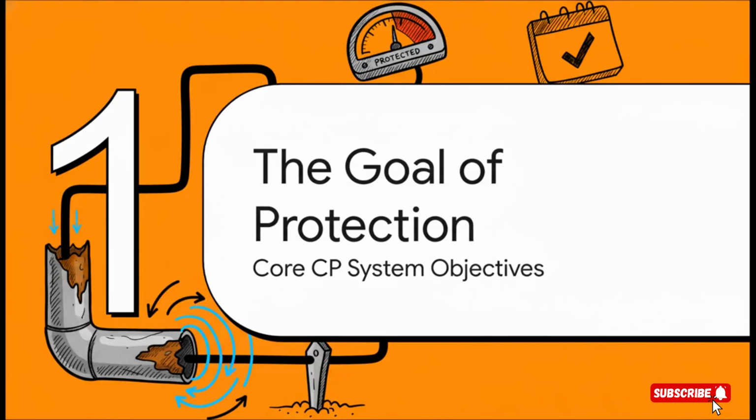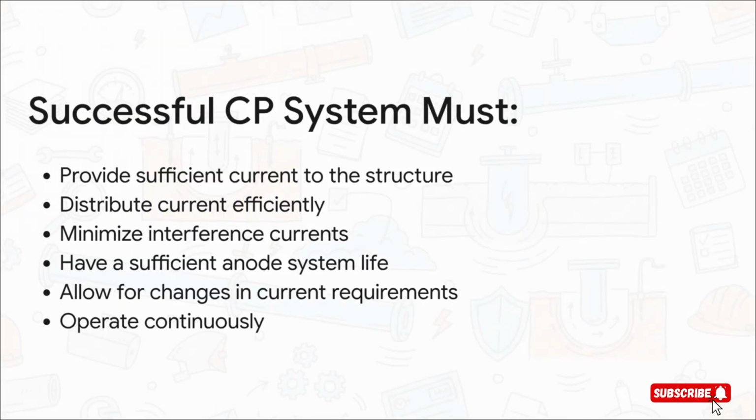Okay, first things first. Before we can even talk about how to monitor a system, we've got to be crystal clear on what a successful system even looks like. What's the goal we're shooting for? A healthy CP system really boils down to these 6 key things.